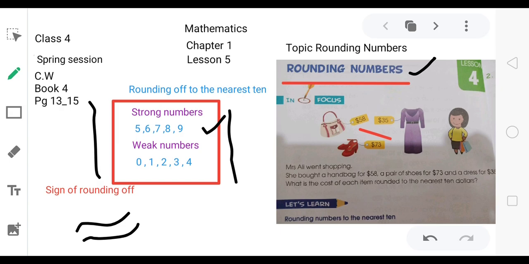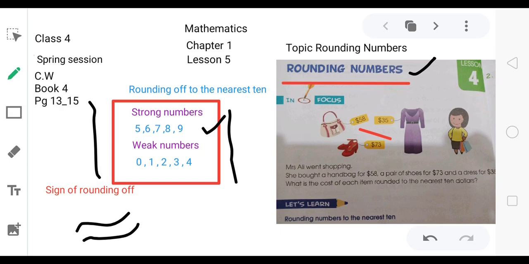But what does it mean? It means strong numbers have the power to push the tens in the next number. I'll give you the example in the next page. And the weak numbers, they don't have any kind of power to push the tens.